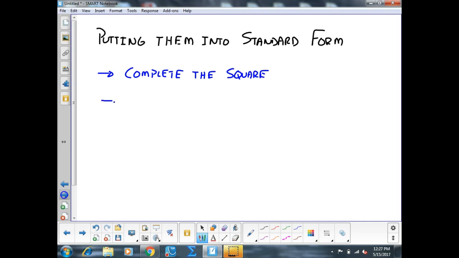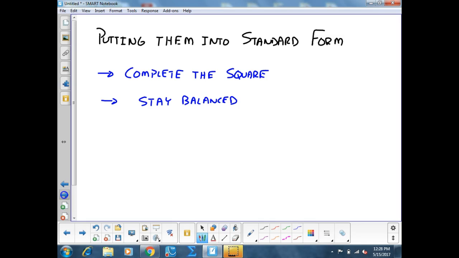Two reminders about completing the square. First reminder is always stay balanced. Meaning if you add 16 to the left side, make sure that you're adding 16 to the right side. Okay? Stay in balance with your equations. So definitely want to do that.